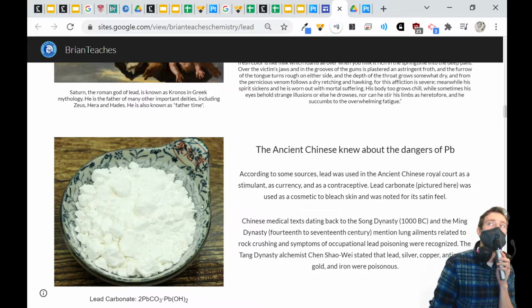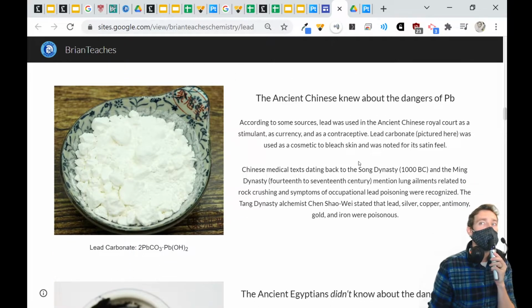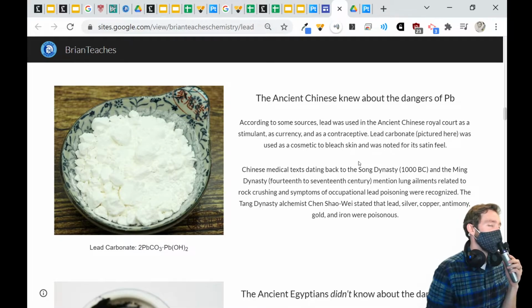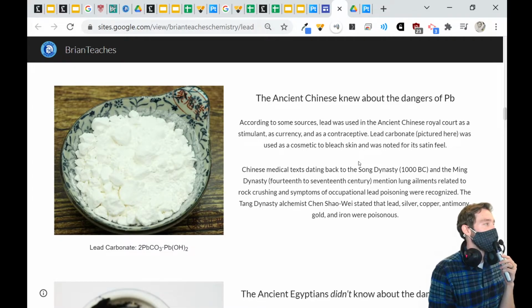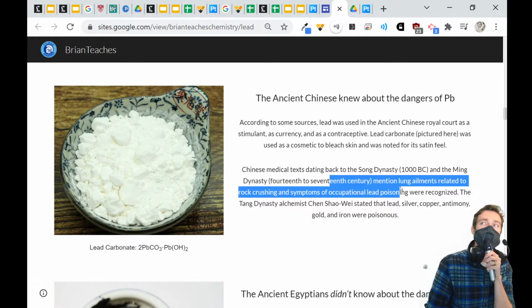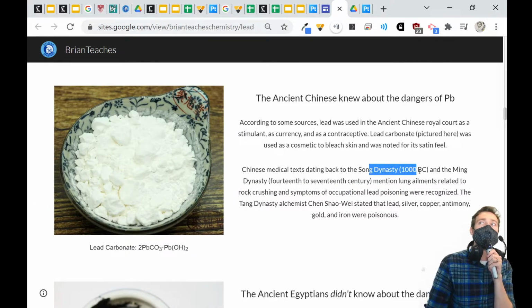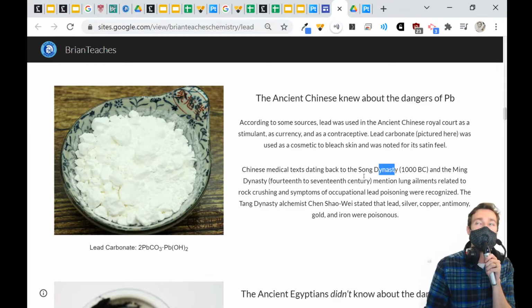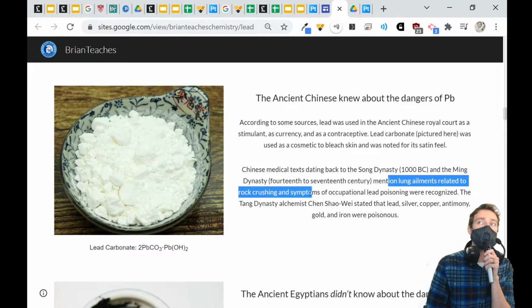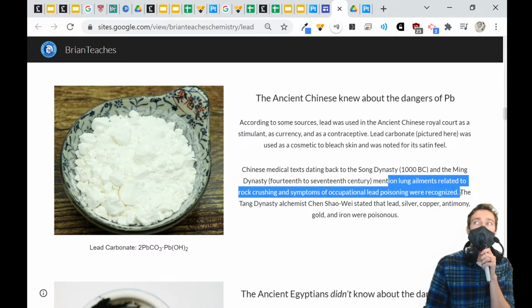So back in the day, the ancient Chinese used lead to bleach their skin. Not very smart, especially since there's evidence that suggests that people knew that it was causing damage. In the Song dynasty and the Ming dynasty, there were tons of lung ailments that were associated with crushing lead rocks and getting those symptoms.